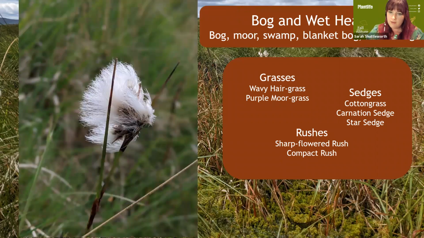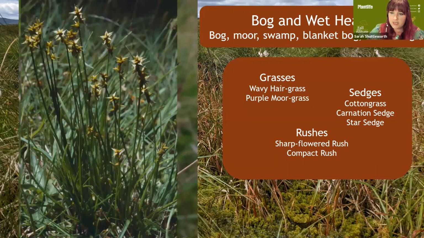We're going to talk about wavy hair grass. We talked about wavy hair grass, and we're going to talk about purple moor grass. But this is cotton grass, which sounds like it should be a grass, but it's actually a sedge. Everyone's pretty familiar with cotton grasses. They're a few different species really, but generally cotton grass is fine for recognizing that.